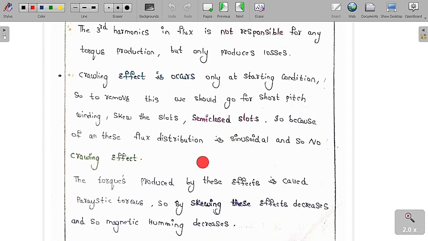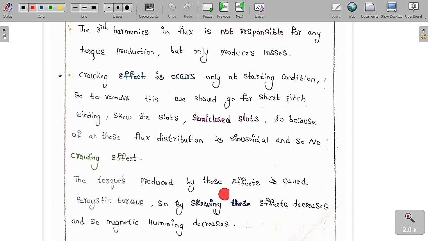So now the crawling effect is eliminated. Crawling effect occurs only at the starting condition. To remove this, we should go for short pitch winding, skewing the slots, or semi-closed slots. Because of all these things, flux distribution is sinusoidal, so now no crawling effect is going to occur.